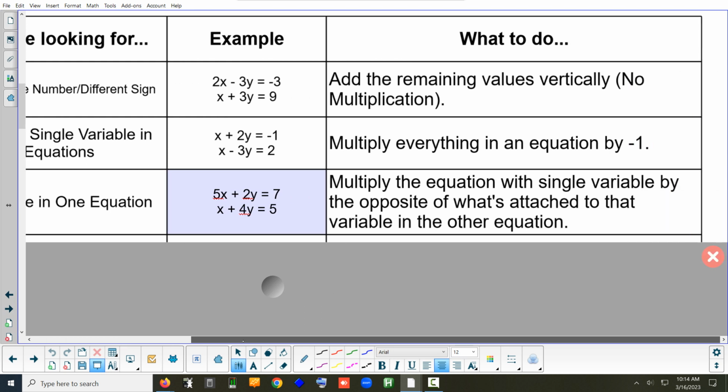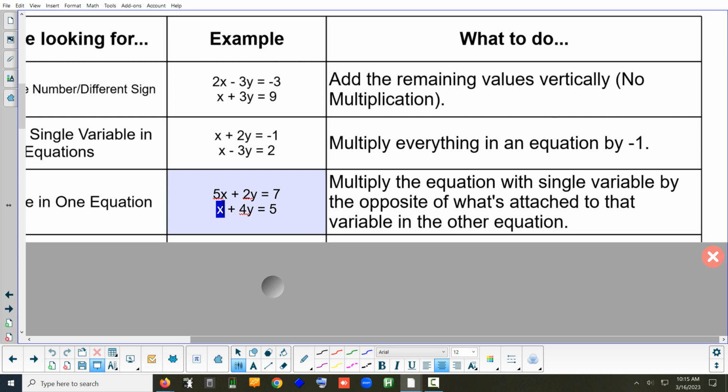So what are we going to do? I'm going to highlight what you're going to focus on. I'm going to focus on what I just highlighted. And you're going to multiply the equation that has the single variable, which in this case is the bottom. You're going to multiply the equation with the single variable by the opposite of the number that's attached to that variable in the top equation.